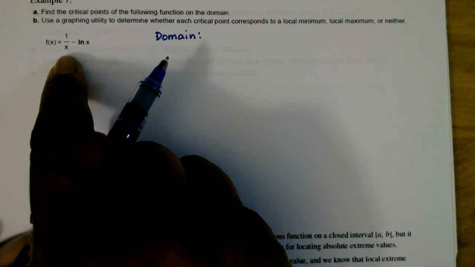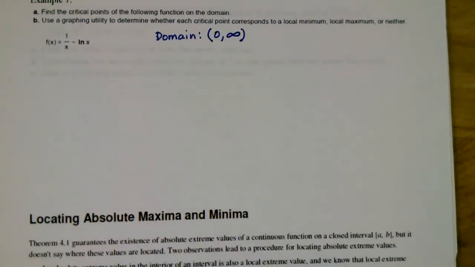All right, by looking at this particular function, I can identify the domain. I know for the 1/x, it can't be 0 because I know division by 0 is undefined. Also, look at ln of x. That function is restricted on this interval, 0 to infinity. I cannot take the natural log of a negative number, and I cannot take the natural log of 0.